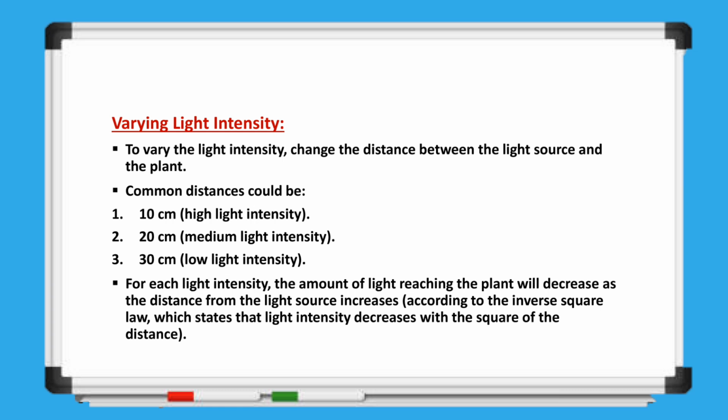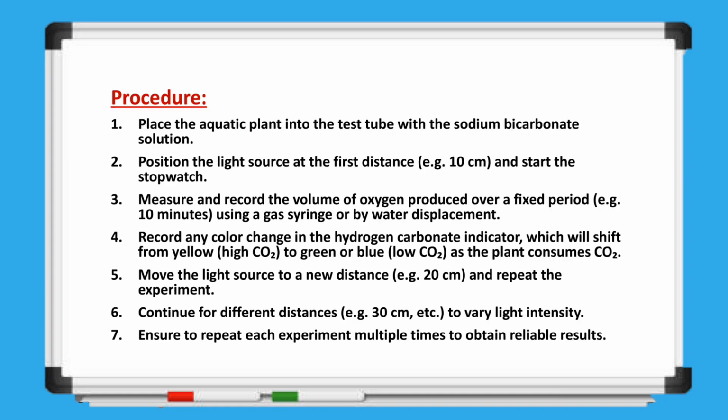This change in light follows a scientific rule called the inverse square law, which tells us that light intensity decreases sharply as distance increases. Now let's go step by step through the procedure. First, place the plant in the prepared solution. Next, position the lamp at 10 centimeters and start the stopwatch. Allow the plant to photosynthesize for a fixed time, let's say 10 minutes.